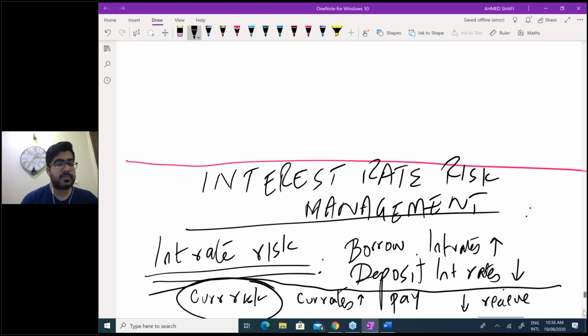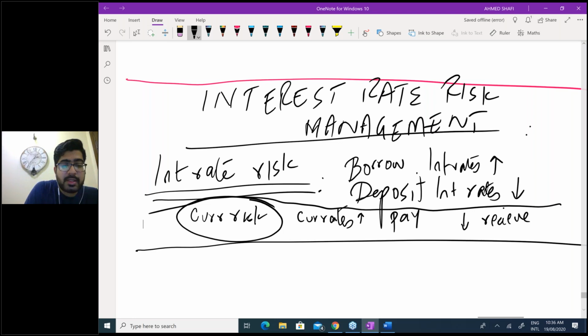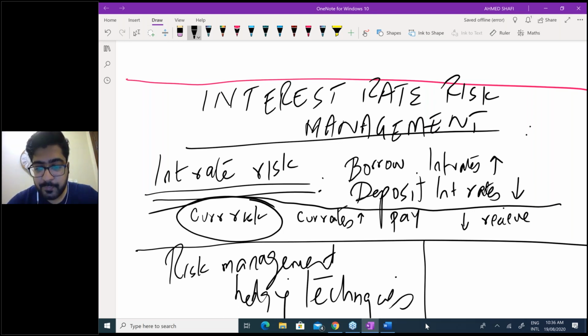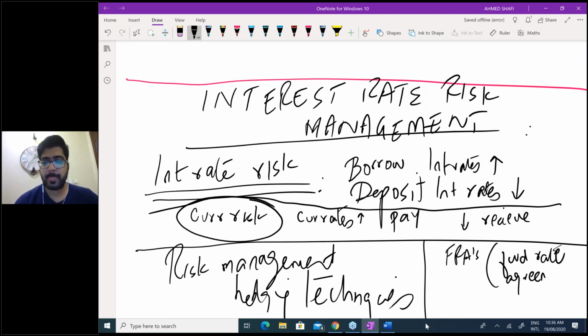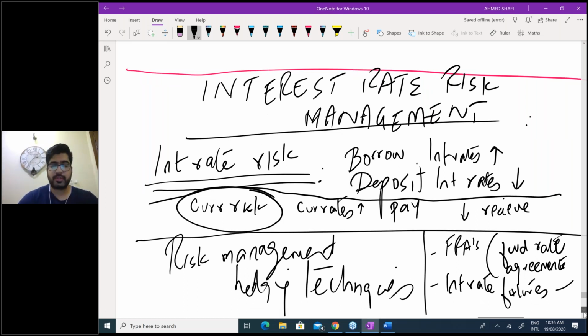Like currency risk, it is practically impossible to eliminate interest rate risk. You need to minimize or manage it, and to do that you use some risk management hedging techniques. It is not possible to eliminate currency risk or interest rate risk. You can only manage or minimize it through hedging techniques. Now, the most commonly used hedging techniques in interest rate risk management are FRAs, called forward rate agreements, interest rate futures, and interest rate options.